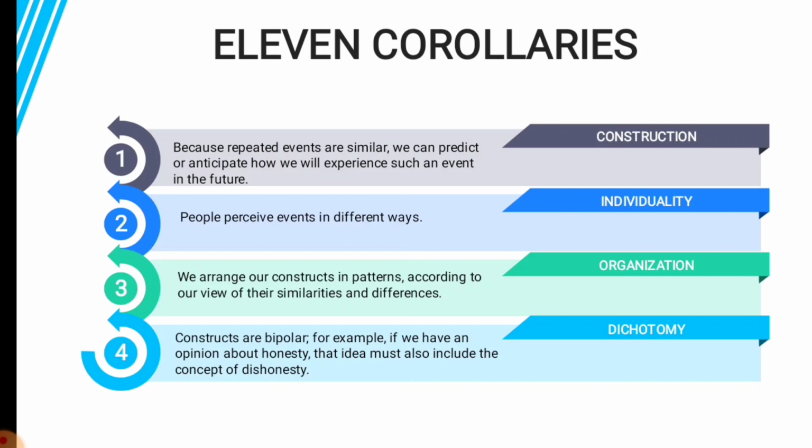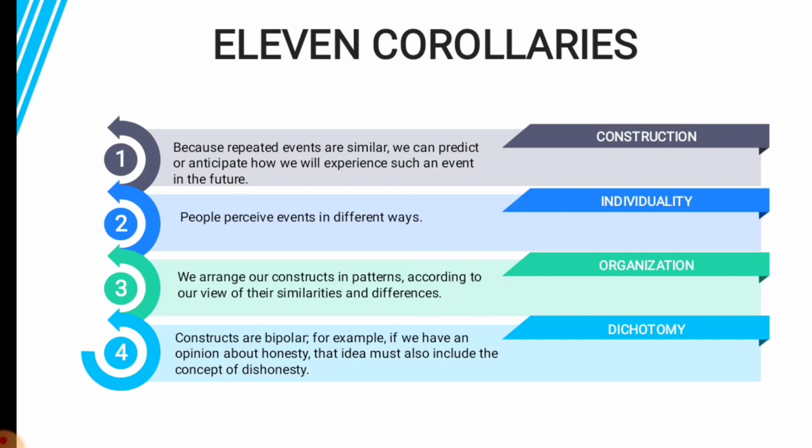Number 1 is the construction corollary. This focuses on similarities among events. Because repeated events are similar, we can predict or anticipate how we will experience such an event in the future.